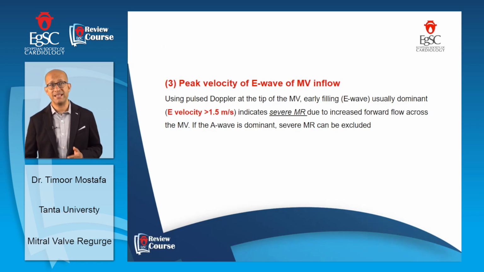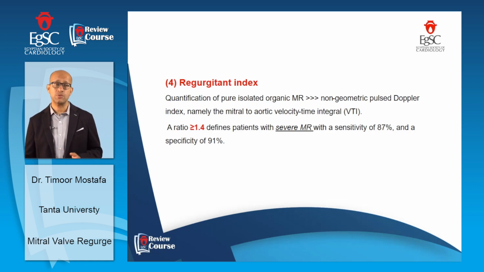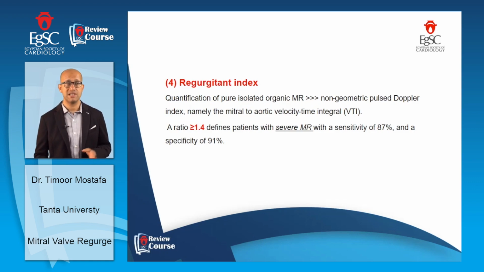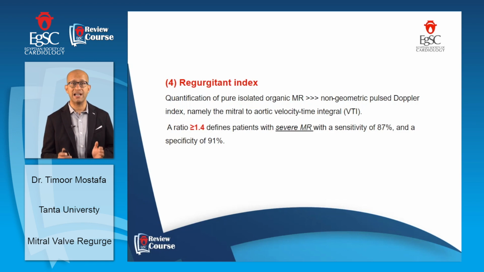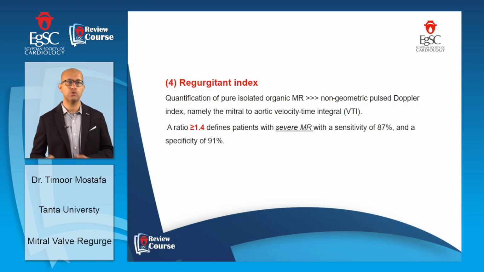Third way is the peak velocity of the E wave. A velocity of more than 1.5 meters per second indicates severe mitral regurgitation. Last one is the regurgitant index, which is the quantification of pure isolated organic mitral regurgitation. We do what we call the velocity time integral from the mitral to aorta. A ratio of more than 1.4 defines a patient with severe mitral regurgitation.